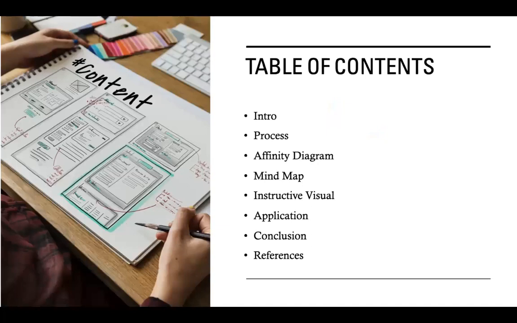Looking over the table of contents will help the viewers understand the direction this presentation will flow. We will begin with introducing the process for the assignment, looking into the affinity diagram, mind map, and instructional visuals for the design elements and methods, which then go into discussing the application and reflections for conclusion.